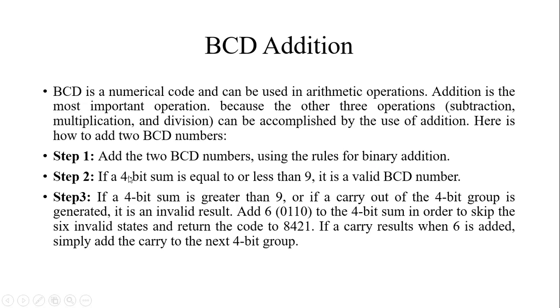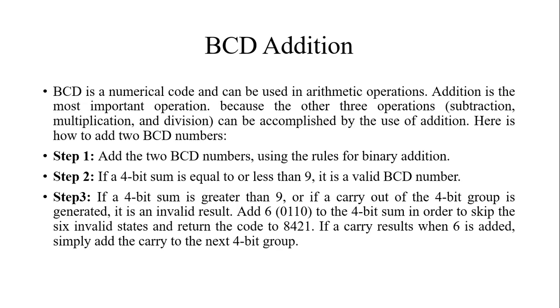In step 2, if a 4-bit sum is equal to or less than 9, it is a valid BCD number. If a 4-bit sum is greater than 9, or if a carry out of the 4-bit group is generated, it is an invalid result.